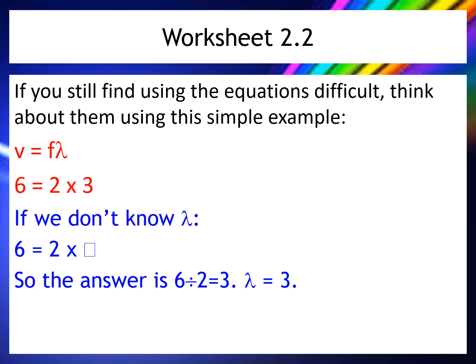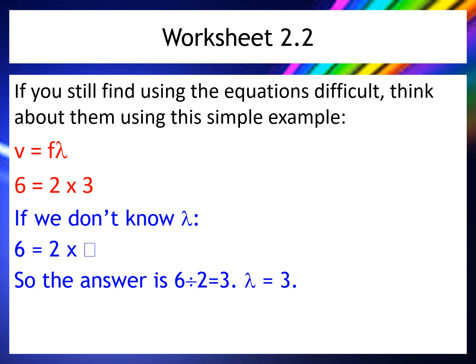And finally, if the missing part of the equation is lambda, then in this example, it would be 6 equals 2 times something I don't know, and I want to know what's in the box. Again, we all know the answer is 3. So how did I get to 3? Well, I must have done 6 divided by 2. So when I rearrange the equation, it would have been v divided by f.